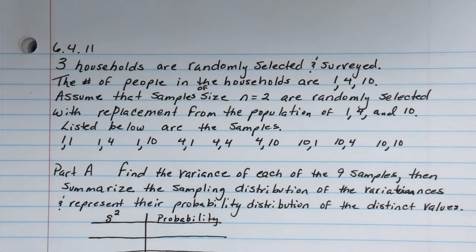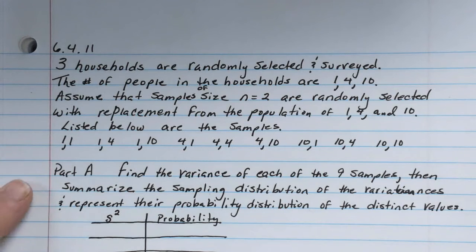Alright, this is a help video on a particular problem that's in section 6.4, and it deals with distributions of variance. So here's an example. 3 houses are randomly selected and surveyed. The number of people in the households are 1, 4, and 10. Assume that samples of size n equals 2 are randomly selected with replacement from the population of 1, 4, and 10. Listed below are those samples.